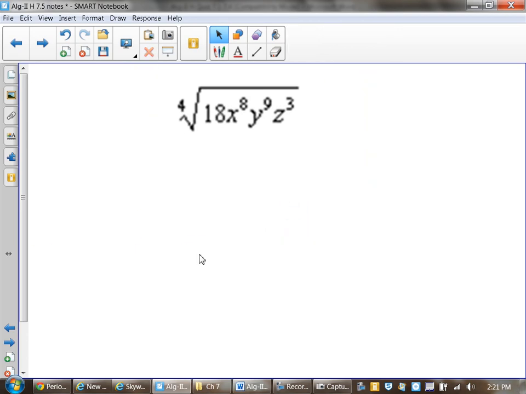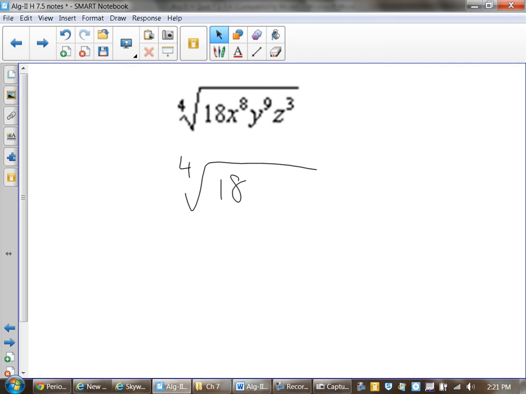Going to number 17, if I have to take the fourth root of 18 x to the 8th y to the 9th z cubed, that means I have to take the fourth root of each and every single one of those terms. To start with, is there a perfect fourth root that goes into 18? No, there is not. So it stays in here. Go to the next one.